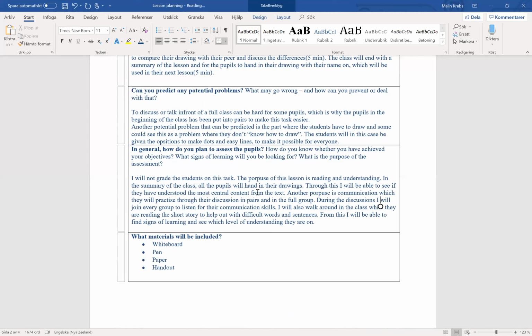I will not grade the students on this task. And in the summary of the class, all the pupils will hand in their drawings, and through this I will be able to see if they have understood the most central content from the text.